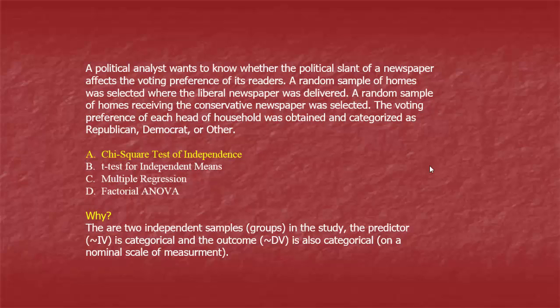homes getting the liberal newspaper, the homes getting the conservative paper. The predictor is categorical and the outcome is categorical. Because both the predictor and the outcome are categorical, a chi-squared test of independence is appropriate.